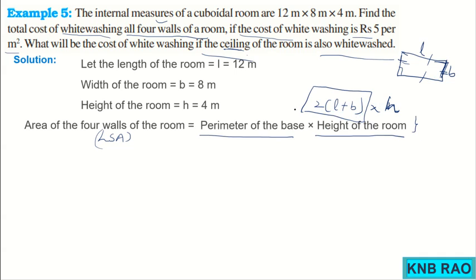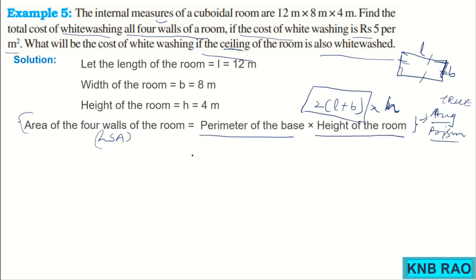This is true for any prism. Remember, true for any prism. So the perimeter of the base into the corresponding height will give us the lateral surface area.